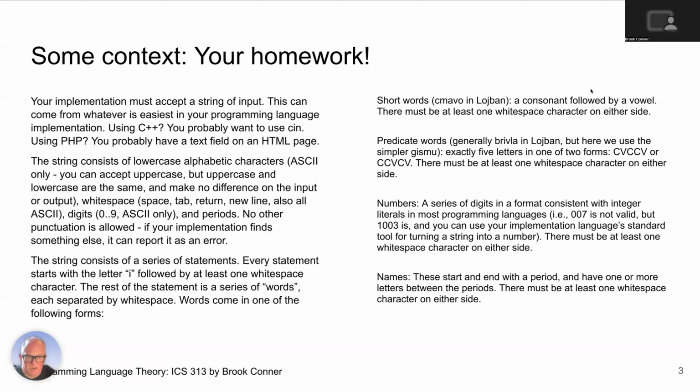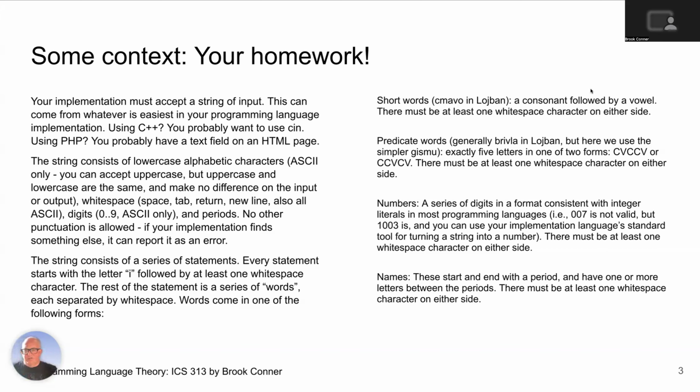The next category is predicate words. In Lojban, this is a bigger, more complex category called brivla, but here we're limiting ourselves to the simple category called gismu, which is exactly 5 letters arranged in either consonant, vowel, consonant, consonant, vowel, or consonant, consonant, vowel, consonant, vowel. Again, with at least one white space character on either side.